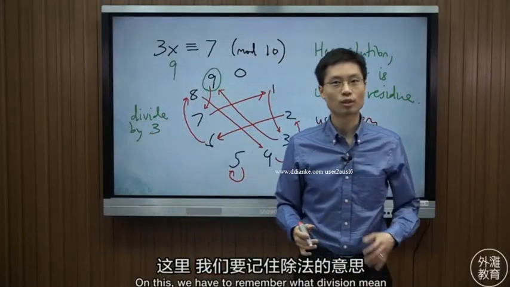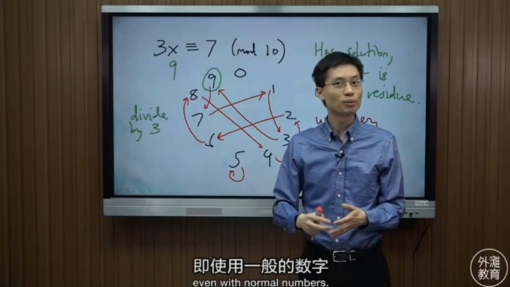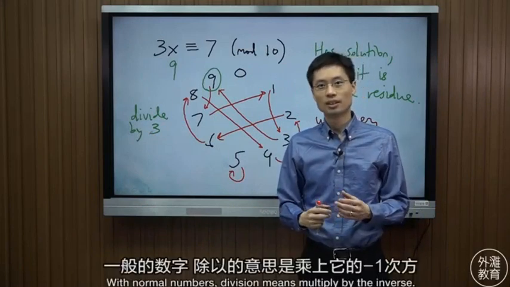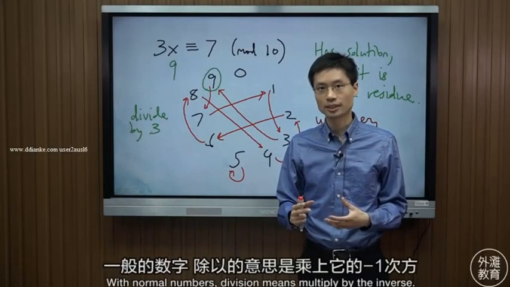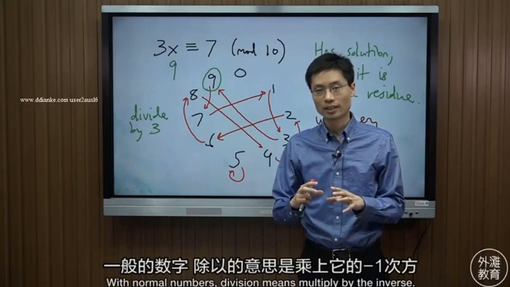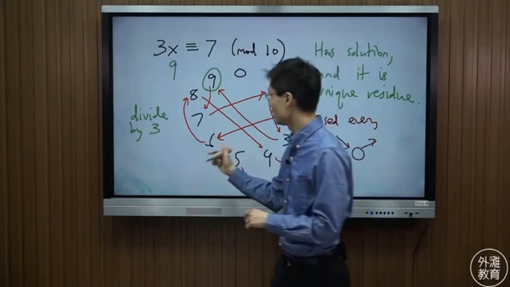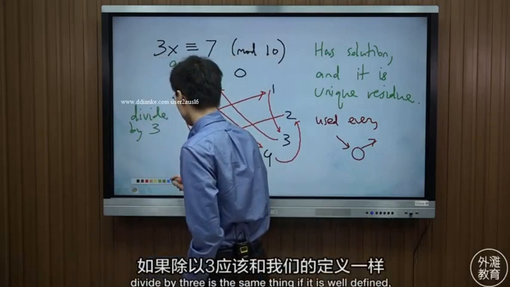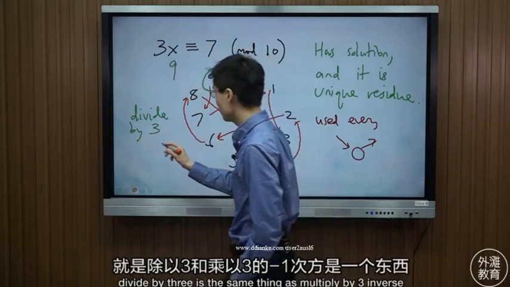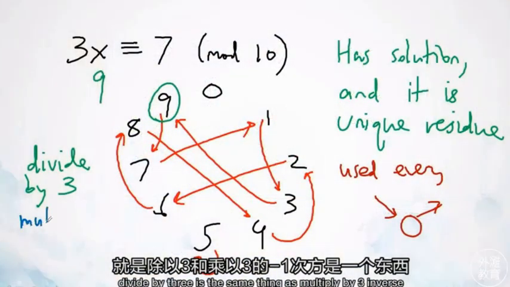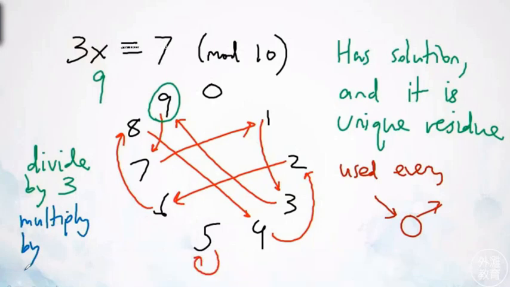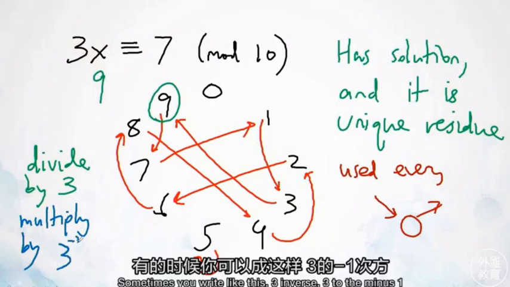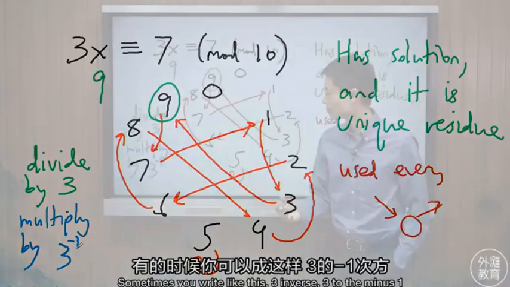On this, we have to remember what division means, even with normal numbers. With normal numbers, division means multiply by the inverse. What I mean here: divide by 3 is the same thing, if it's well defined, as multiply by 3 inverse. Sometimes we write 3 inverse as 3 to the minus 1.